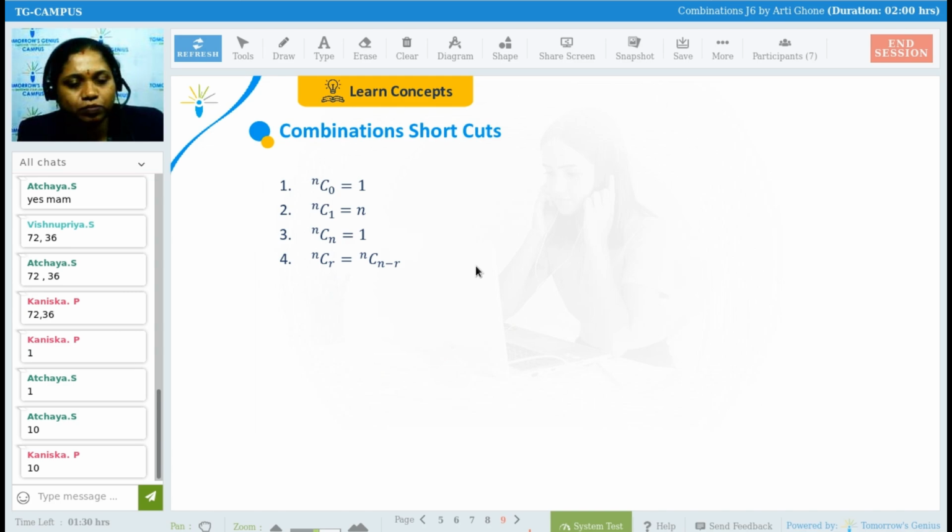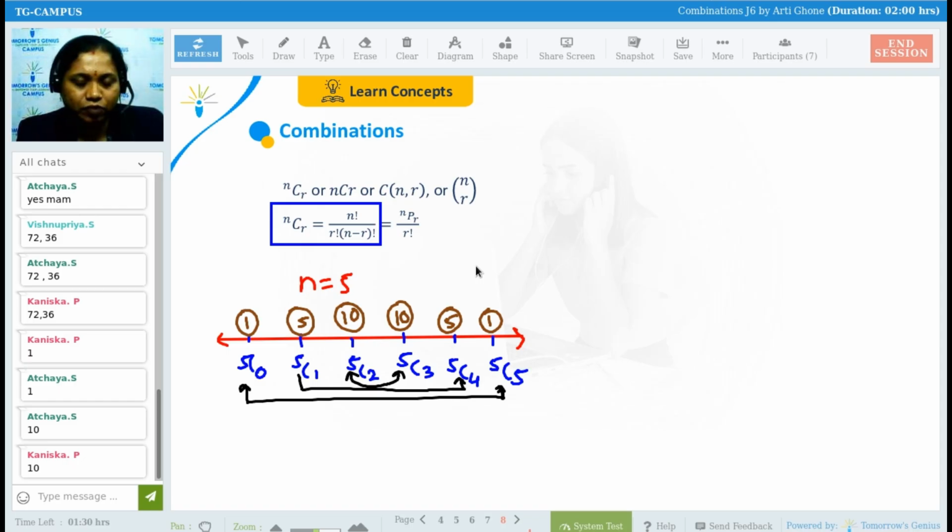Combination shortcuts to remember. There are many, but you can remember these: nC0 is 1, nC1 is equal to n, nCn is equal to 1, and nCr is equal to nC(n minus r). Based on this only, this line will be followed. Clear? Okay, clear?